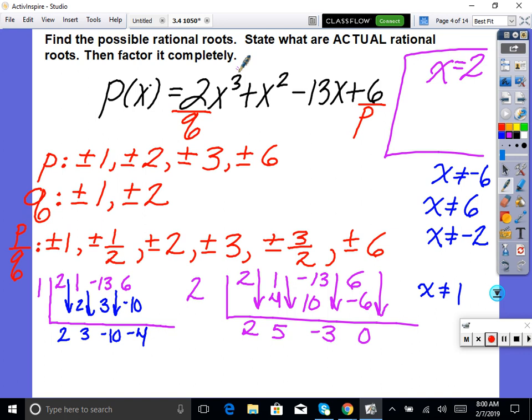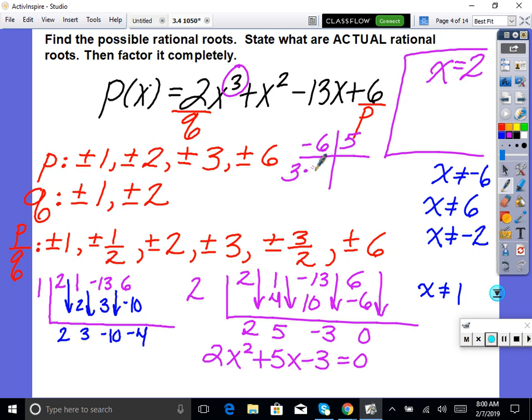Now from there, because we went from degree 3 down to degree 2, we're not going to keep testing values. Instead, we're going to look at our quadratic and do it that way. So this is a 2x squared plus 5x minus 3. And now I'll solve for the other two roots by factoring if possible. So what multiplies to be -6 and adds up to be 5?